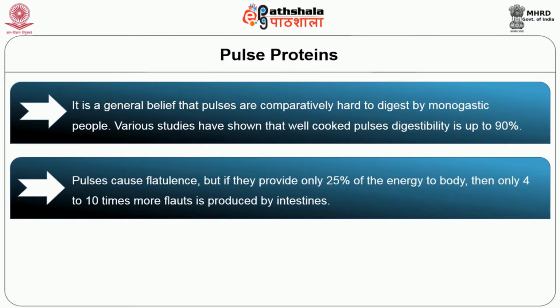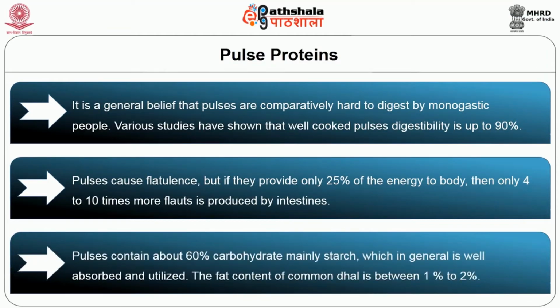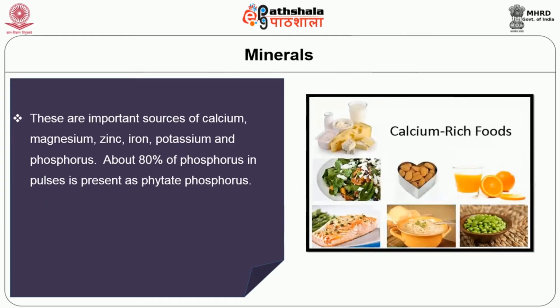Pulses cause flatulence, but if they provide only 25% of energy to the body, then only 4 to 10 times more gas is produced by the intestines. Pulses contain about 60% carbohydrate, mainly starch, which in general is well absorbed and utilized by the body. The fat content of common dal is between 1% to 2%. Next is minerals. These are important sources of calcium, magnesium, zinc, iron, potassium and phosphorus.